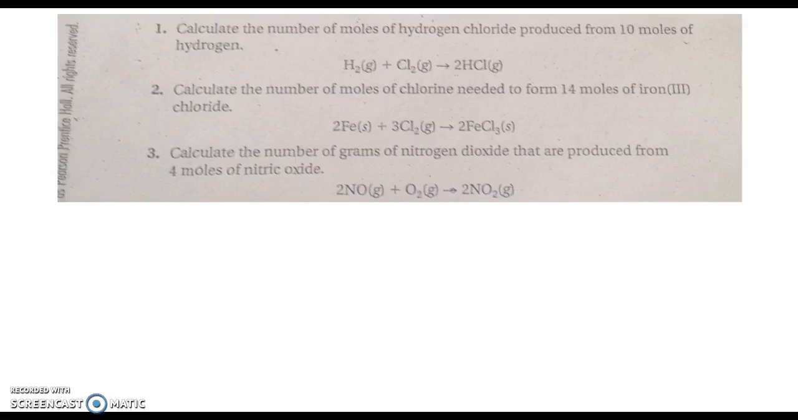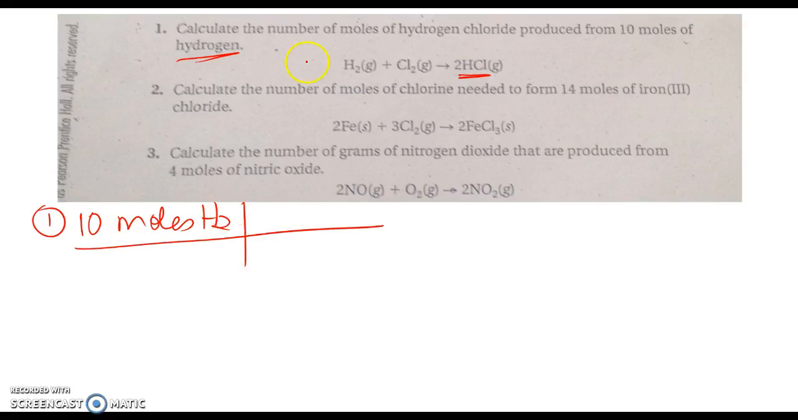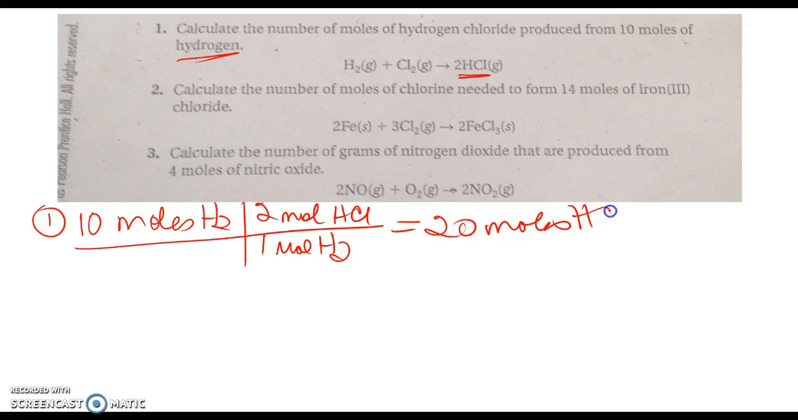All right. Now these are simple and get more complicated as we go along. It says calculate the number of moles of hydrochloric acid produced from 10 moles of hydrogen. Notice I only need to go moles to moles. So 10 moles of hydrogen. Use the coefficients of the balanced equation: 1 mole of hydrogen for every 2 moles of HCl. So I end up with 20 moles of HCl.